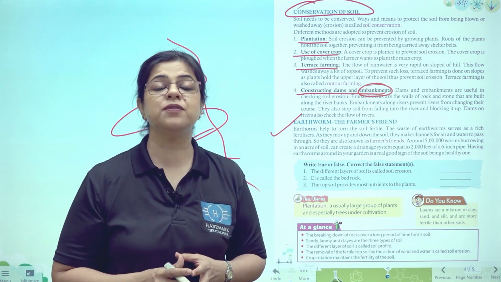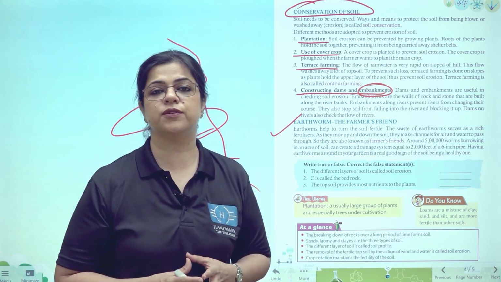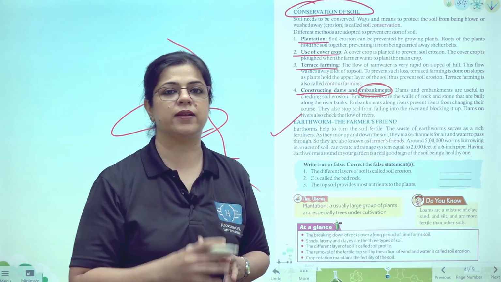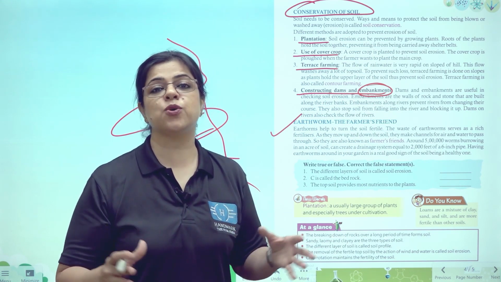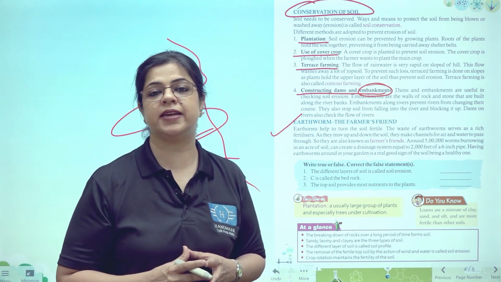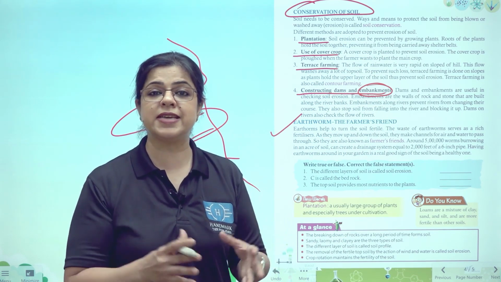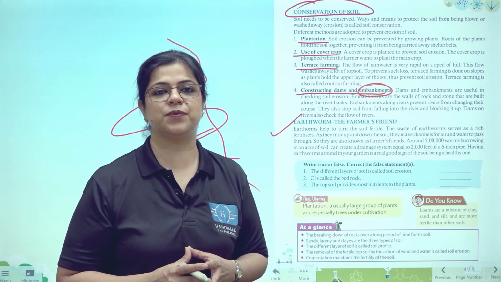So in this chapter, we have learnt about a very important resource which is called soil. We have also learned the different kinds of soil. Why soil erosion is a very, very dangerous thing. We have learned the steps for soil conservation.